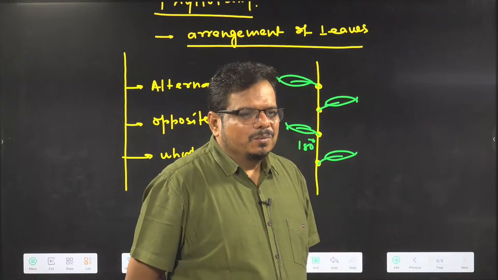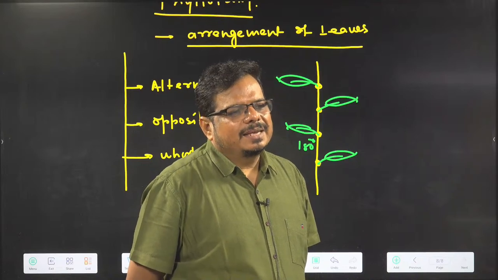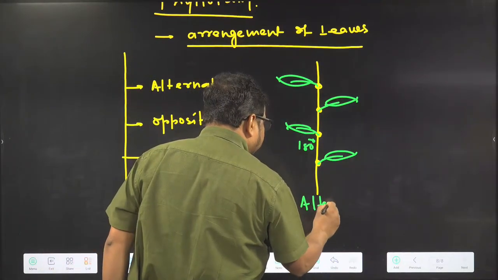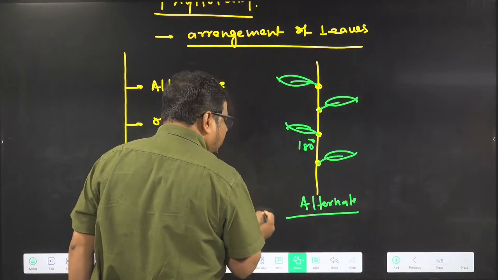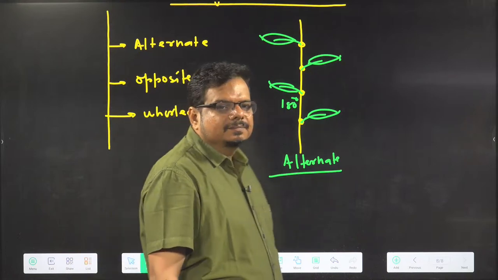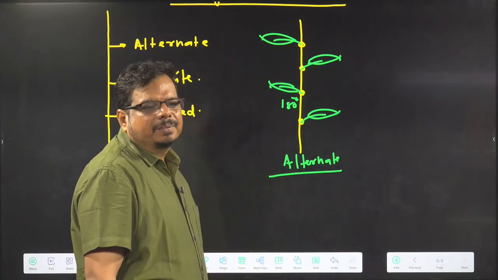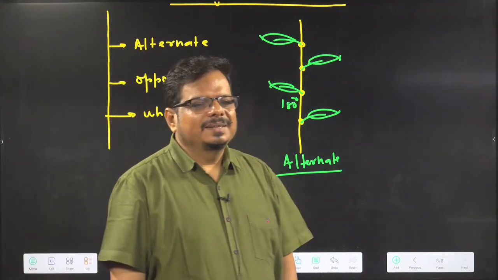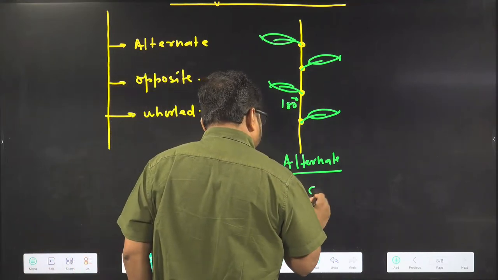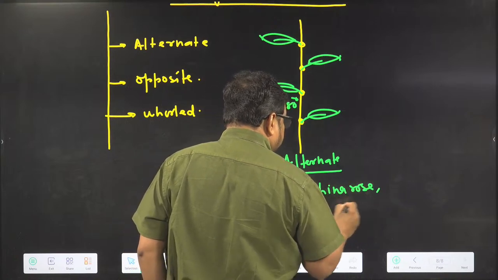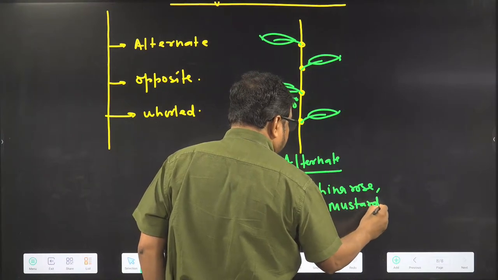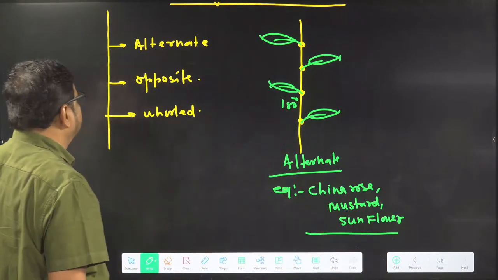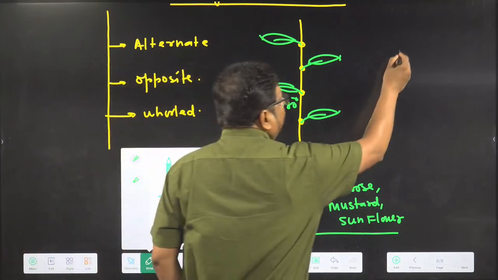So what happened? From one node, one leaf is arising. Such kind of phyllotaxy is called which one? Alternate phyllotaxy. What is the example of alternate phyllotaxy? Only one example you have written. Example is China rose. Mustard. Sunflower. In these you will find which one? Alternate phyllotaxy.